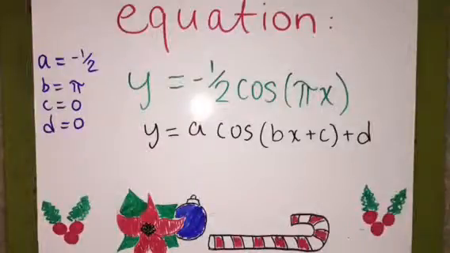I'm Taylor Lukasic, and I'm going to show you how to interpret and graph a trigonometric equation. My original equation was y equals negative 1/2 cosine of pi x. To identify the different components of the equation, we refer to our formula. Looking at this, we can clearly see that a equals negative 1/2, b equals pi, and there is no c or d.